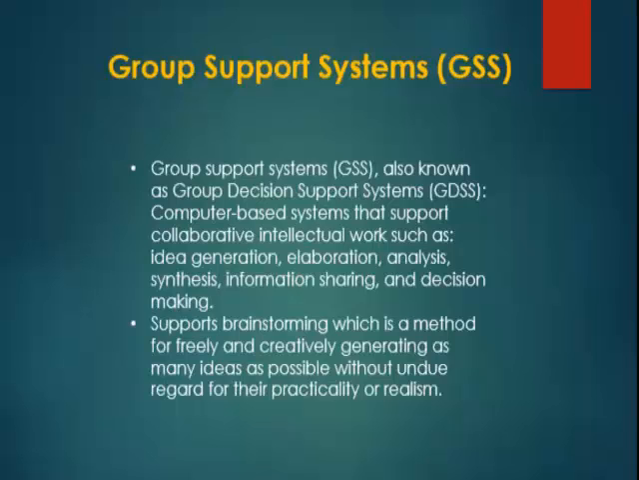There are group support systems as well. A group support system, also known as a group decision support system, is a computer-based system that supports collaborative intellectual work such as idea generation, elaboration, analysis, synthesis, information sharing, and decision-making. Such a system supports brainstorming, which is a method for freely and creatively generating as many ideas as possible without undue regard for their practicality or realism.